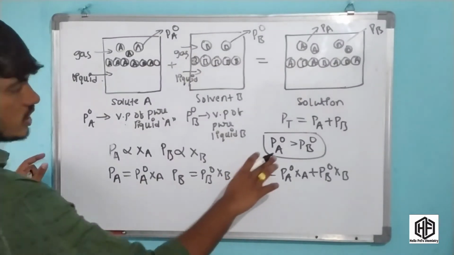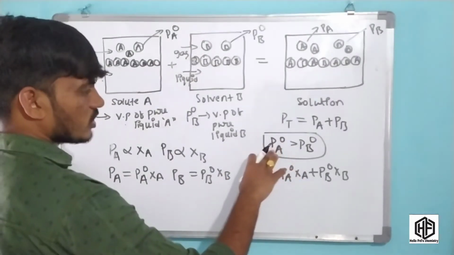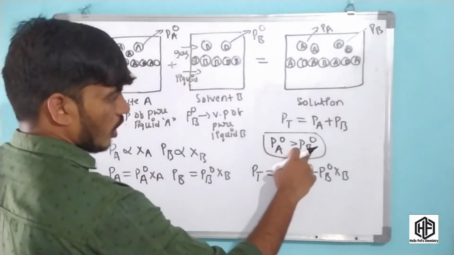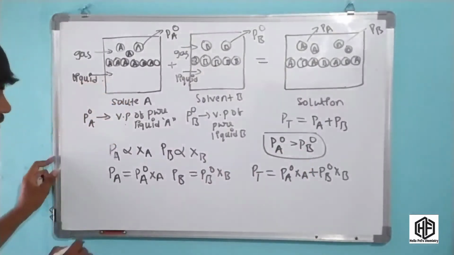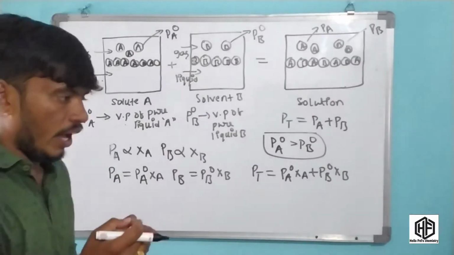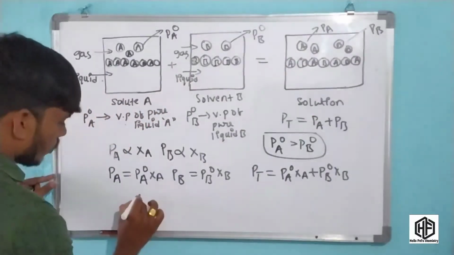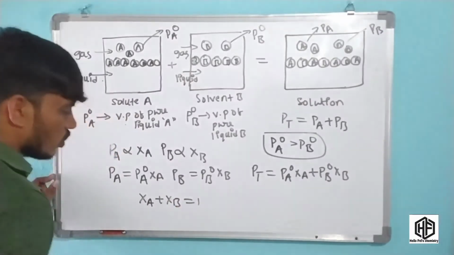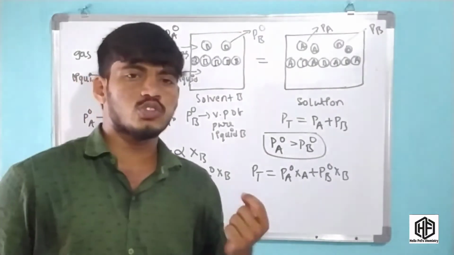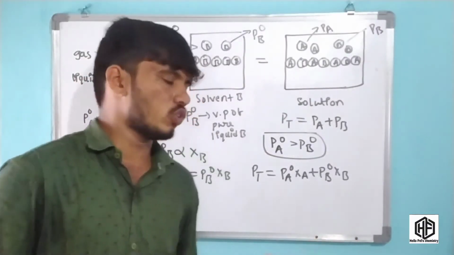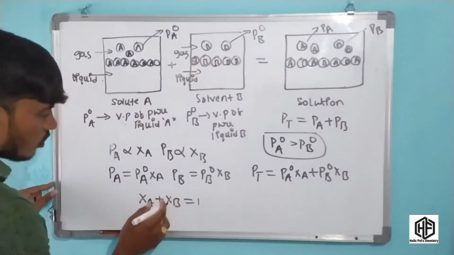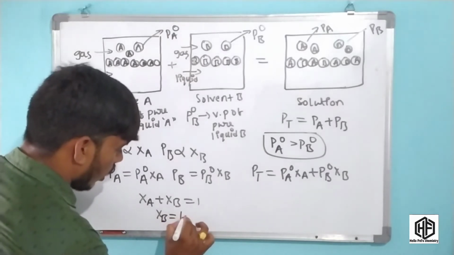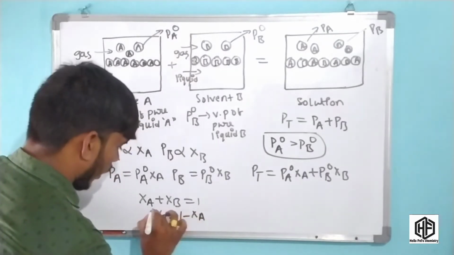Now I am going to discuss this point. The pure vapor pressure PA naught is very high compared to the pure vapor pressure of the solvent. Now I am going to discuss the mole fraction. By the mole fraction concept, zeta A plus zeta B is equal to 1. The mole fraction of solute plus solvent is equal to 1. Now we have to find the zeta B value. Zeta B is equal to 1 minus zeta A.